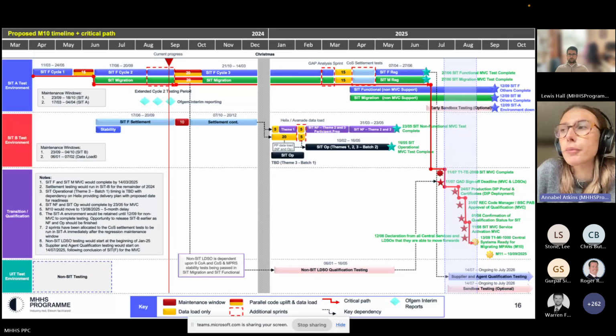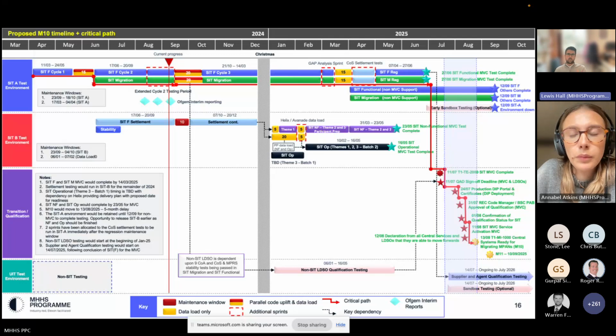Thank you. And then a question from Lee: what amount of contingency has been included within the proposed plan? Yeah, so this is an ambitious but realistic proposal, we feel. There is a certain level of contingency in some of these timelines, that if more time was required for particular testing phases, that could be made available. Settlement testing, obviously there is a risk around whether there is enough time in this current proposal. If more time is required in January and that requires SIT operational and non-functional to slip slightly to the right, that could happen before it impacts the critical path.